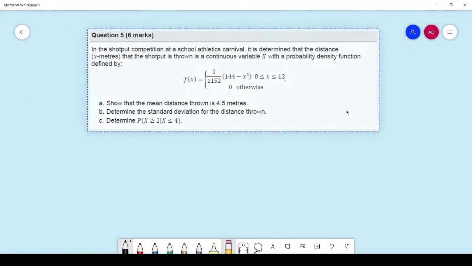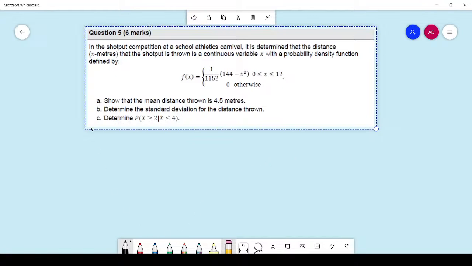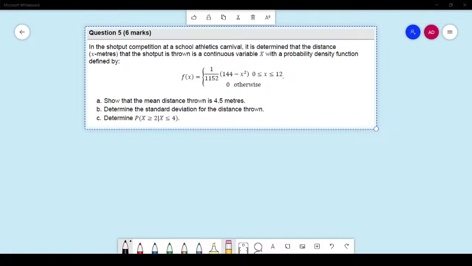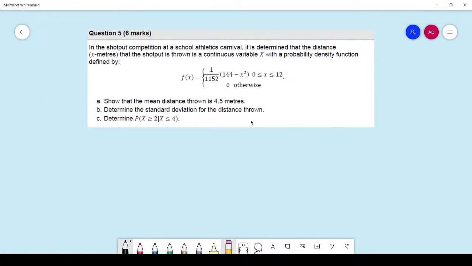In the shot put at a school athletics carnival, it is determined that the distance is a continuous variable with PDF. So they've given us the probability density function, PDF, and it's piecewise, defined between x, where x is between 0 and 12. We have to show that the mean distance thrown is 4.5 meters. So if we remember our steps, this is an expected value question. So we just use the formula from the sheet.